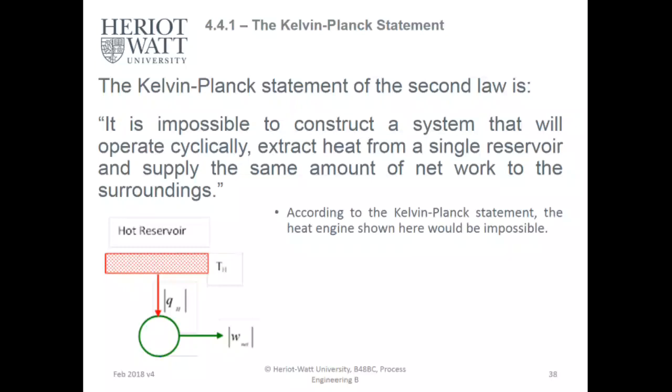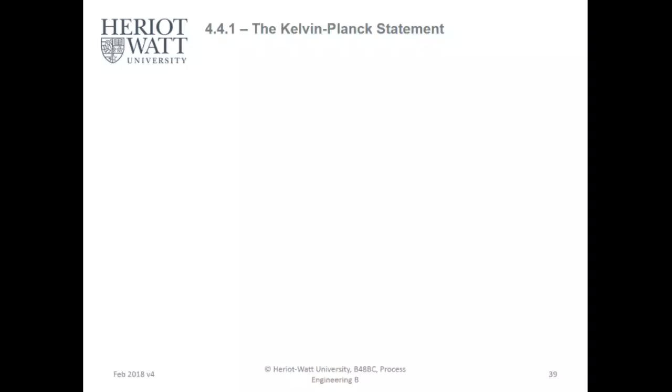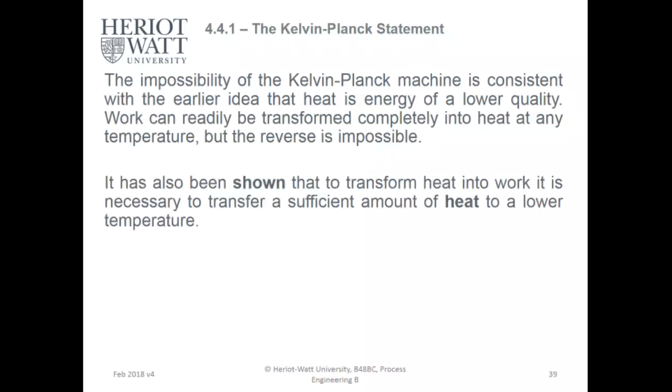So according to the Kelvin-Planck statement, the heat engine shown here would be impossible, and such an engine could convert QH completely to net work at 100% efficiency. Such an engine would not need a low temperature reservoir at all. So you don't need a low temperature reservoir if it's 100% efficiency. So not really possible. And the impossibility of the Kelvin-Planck machine is consistent with the earlier idea that heat is energy of a lower quality. Work can readily be transferred completely to heat at any temperature, but the reverse is impossible.